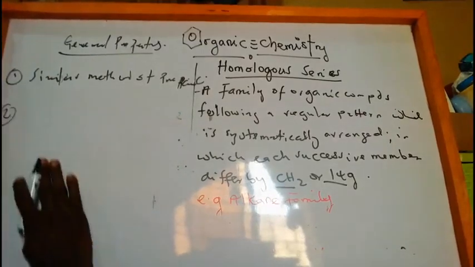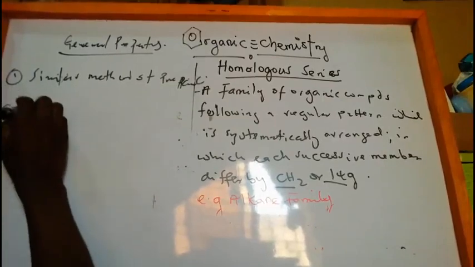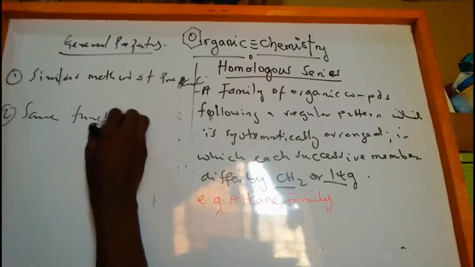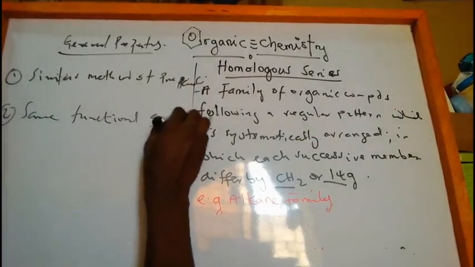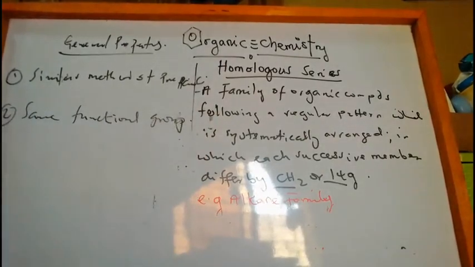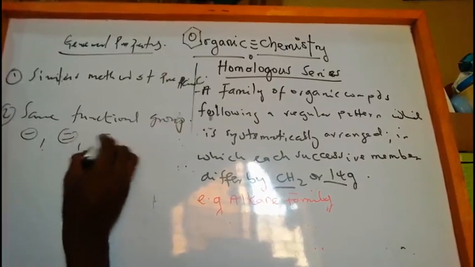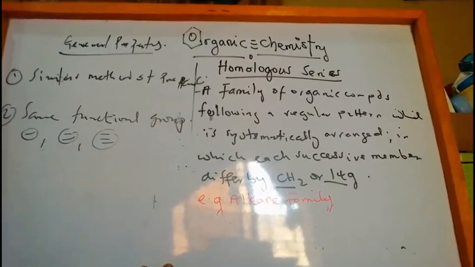Number 2, they have the same functional group. So the functional group of alkane, for example, is a single bond, alkene is a double bond, alkyne is a triple bond. So the functional group is always the same.